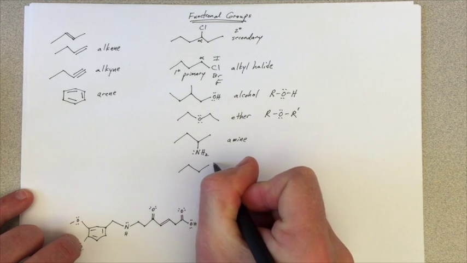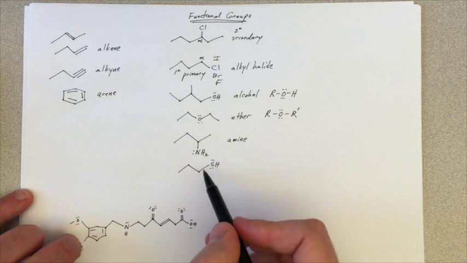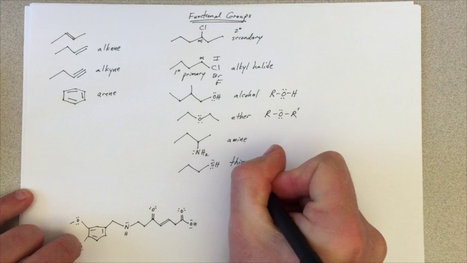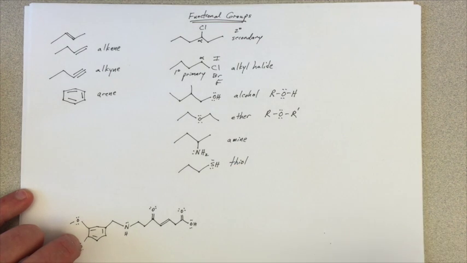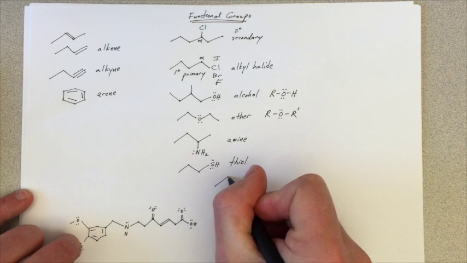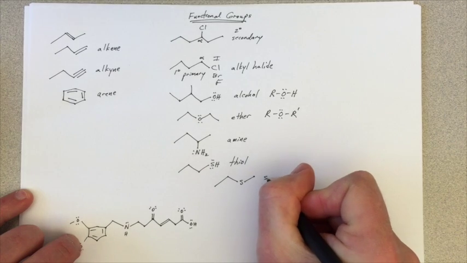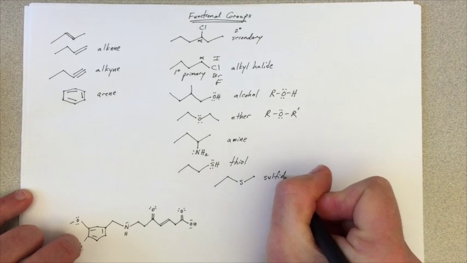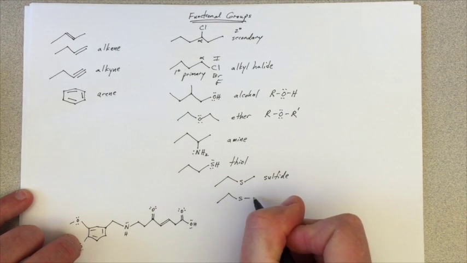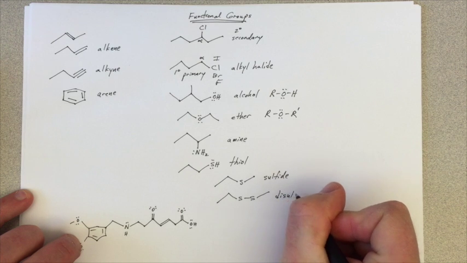This is a molecule that's a lot like an alcohol. It has a sulfur instead of oxygen, and we call this a thiol. These are present in a lot of proteins. If we put that sulfur in the middle, we call this a sulfide. And if we have two sulfurs together, we call that a disulfide.